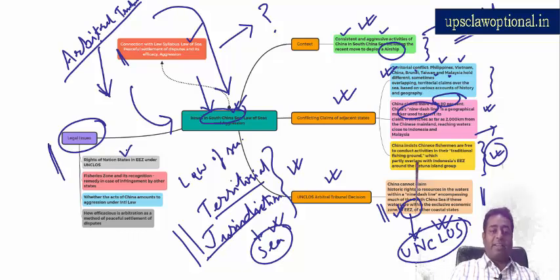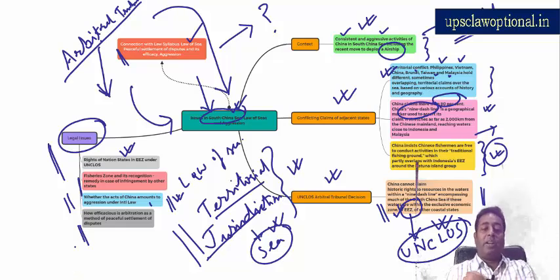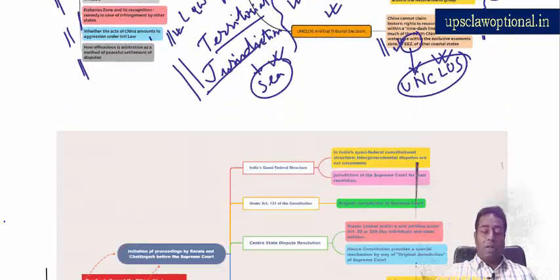Now here we have provided what the legal issues are: the rights of nation states in the exclusive economic zone under UNCLOS, fisheries zone and its recognition, a remedy in case of infringement, whether the acts of China amount to aggression under international law. That is also one angle from which we will look at it. And lastly, how efficacious is arbitration as a method of peaceful settlement of disputes, as I have discussed earlier. So now moving on to the next topic.